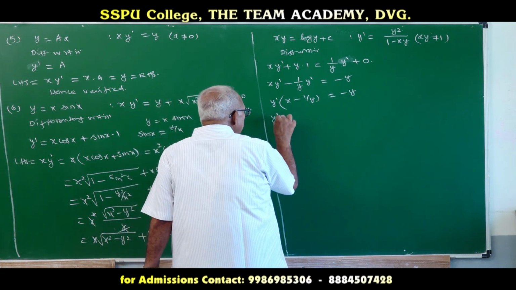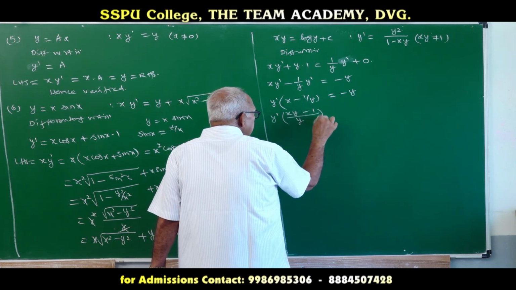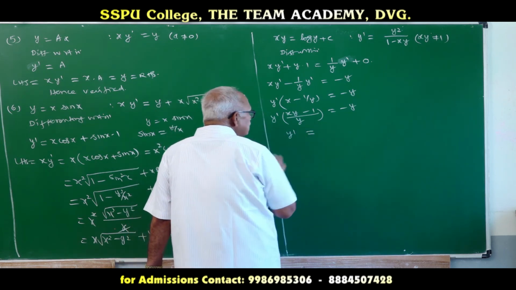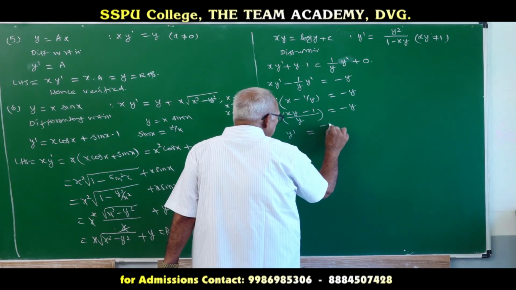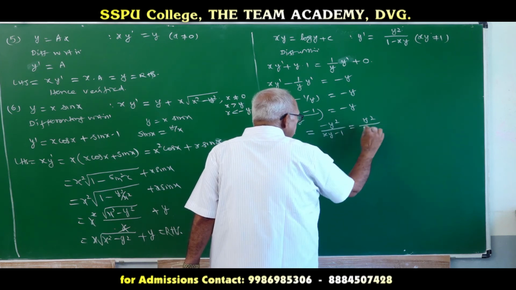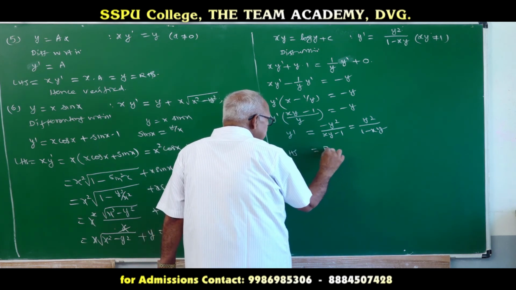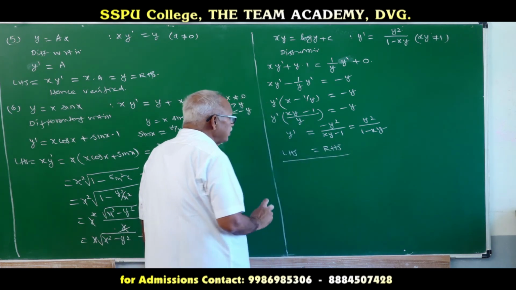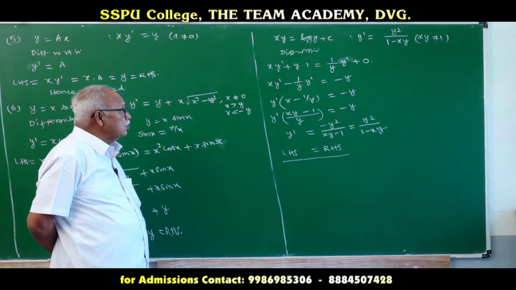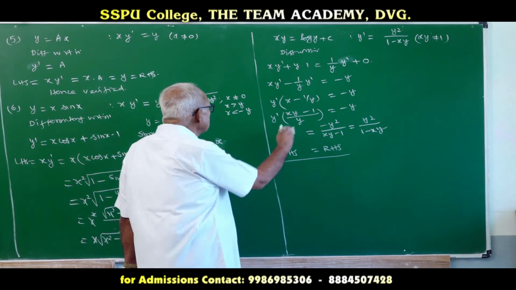Now y dash we will separate: y dash into x minus 1 by y is equal to minus y. Here y dash into xy minus 1 is equal to minus y. So, y dash is equal to minus y square divided by xy minus 1, this can be taken as y square by 1 minus xy. So, here LHS is equal to RHS. While differentiating, we have proved y dash is equal to y square by 1 minus xy. So, this is how we have to prove this.